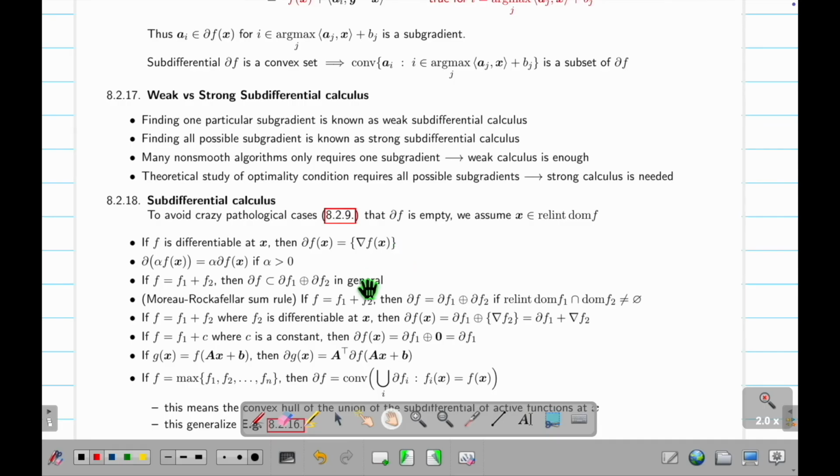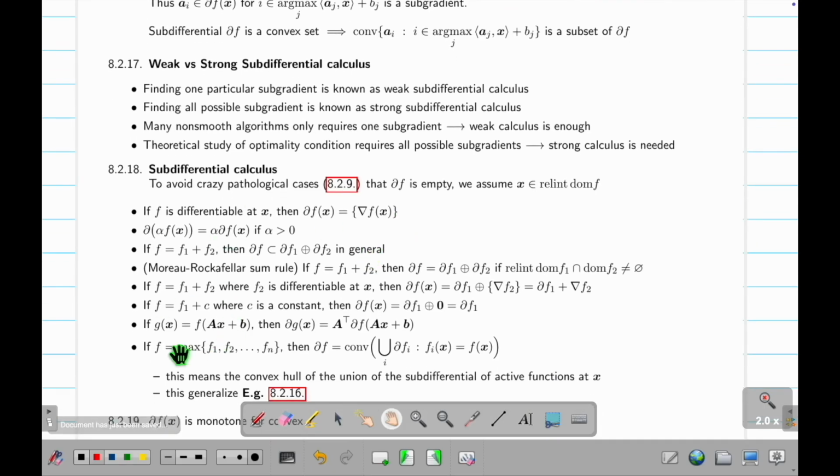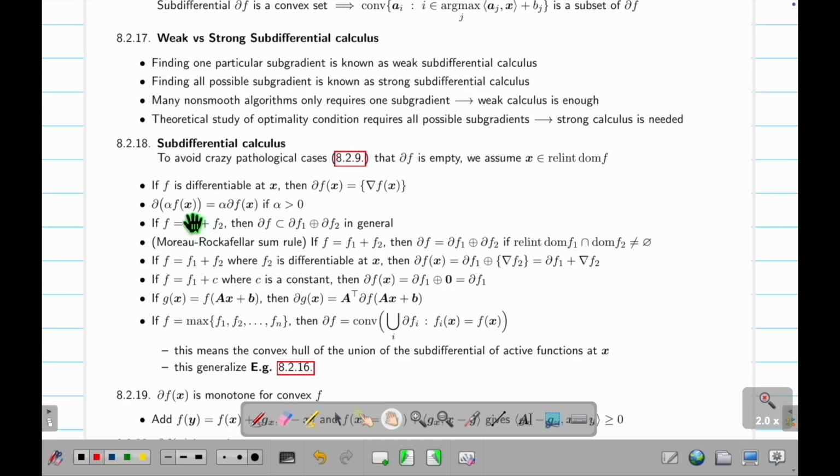These are the rules, okay? And these are formulas. Because of time, there's no time to prove these formulas. If I have f multiplied by alpha, then for the subgradient, I don't care about alpha. Important, alpha needs to be larger than 0, because I have the epigraph. If my alpha is negative, I flip my epigraph, then I don't have the support. This idea.